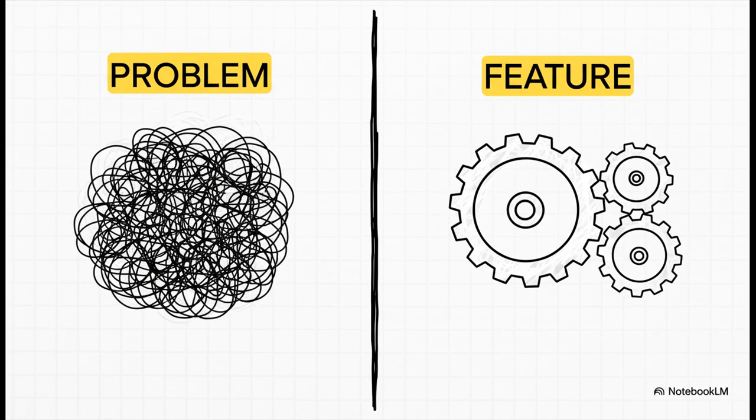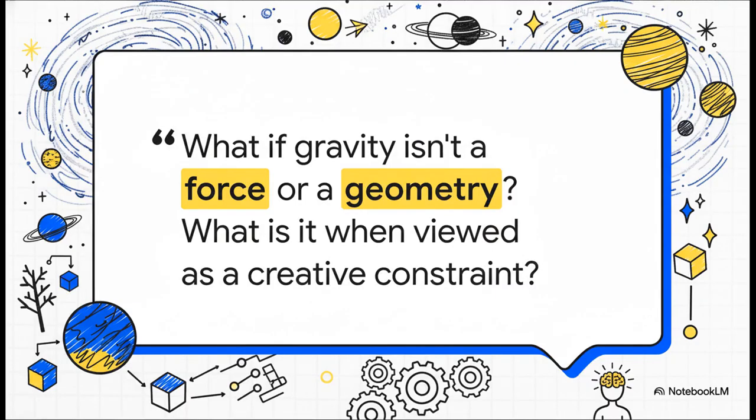And this is it. Here's the hidden assumption. We treat gravity like it's a problem that needs to be solved, a force we need to calculate, or a curve in space-time we have to map out. But what if that whole way of looking at it, that entire frame, is just wrong? And that leads us to the unasked question. This is the pivot point, shifting from gravity as a problem to gravity as a creative constraint. This single change in perspective is what powers this entire thought experiment.